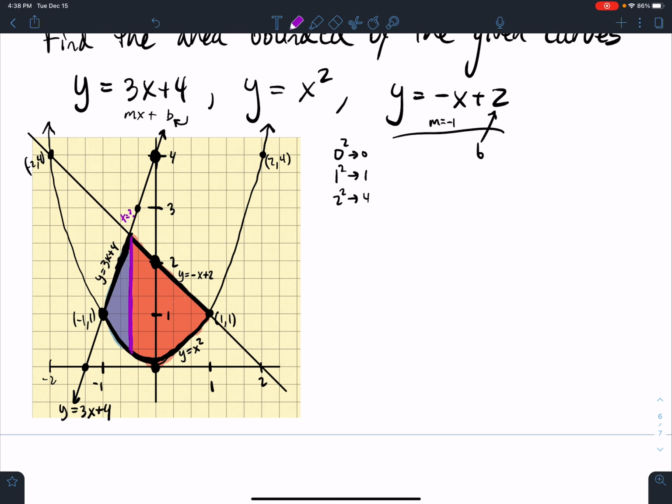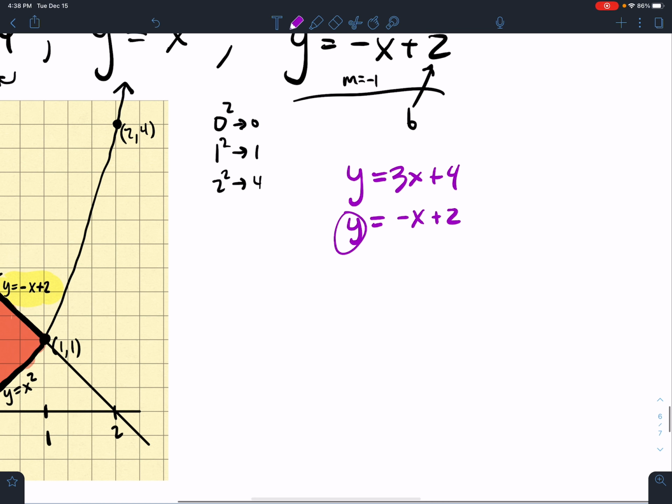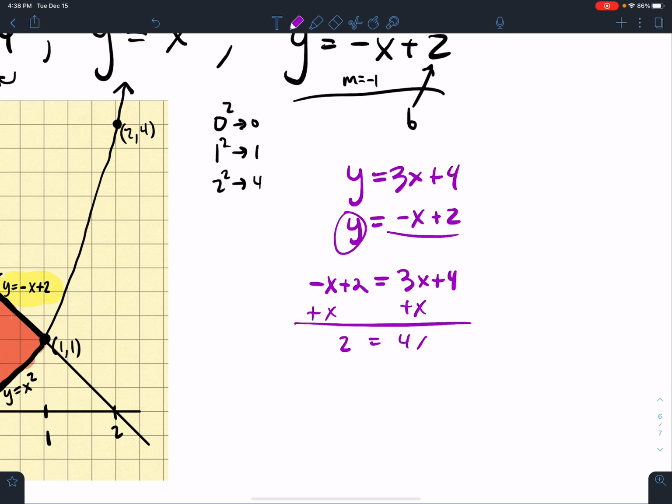Well, how do I do that? I set them equal to each other. What do I set equal? y equals 3x plus 4 and y equals negative x plus 2. I'm going to replace y with this here. So I get negative x plus 2 equals 3x plus 4. Add x, I get 2 equals 4x plus 4. Subtract 4 from both sides, I get negative 2 equals 4x. So that means x is equal to negative 1/2.